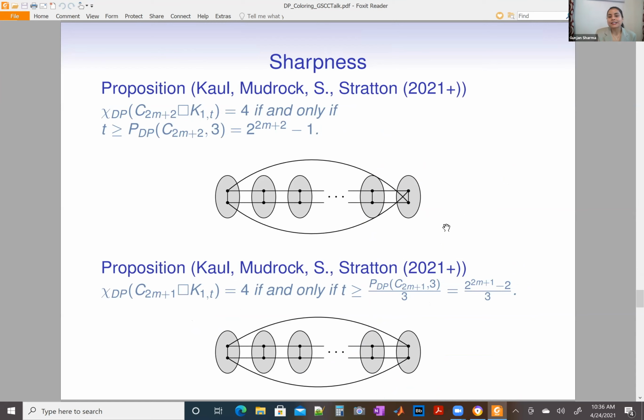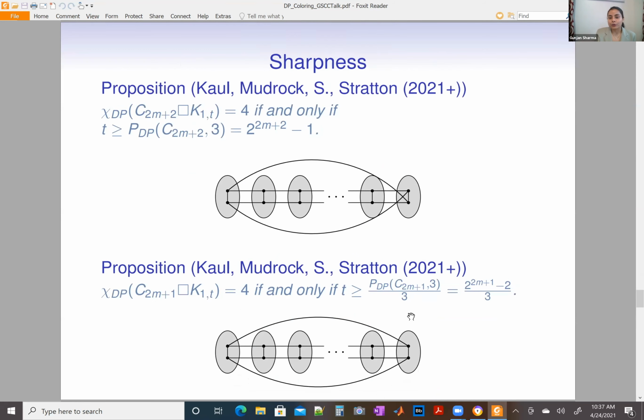Okay, coming to the sharpness result. This is what we just saw in the previous slide. And interestingly, when we have list size at least two, the only bad covers corresponding to even cycles look like this. And the only bad covers corresponding to odd cycles look exactly like this when we have list sizes at least two. So this is one of the tools, among others, that we developed to prove these results.